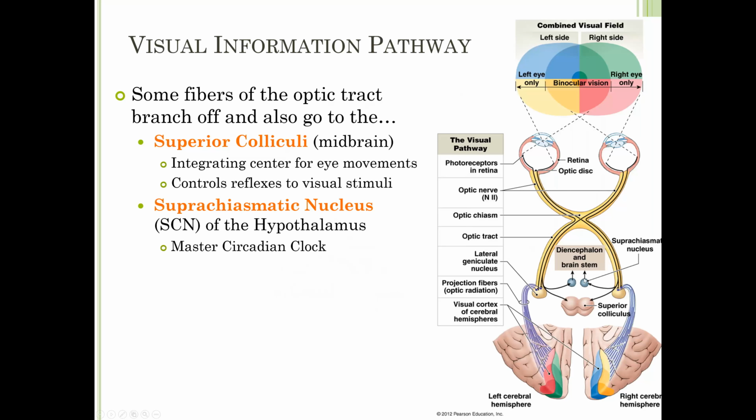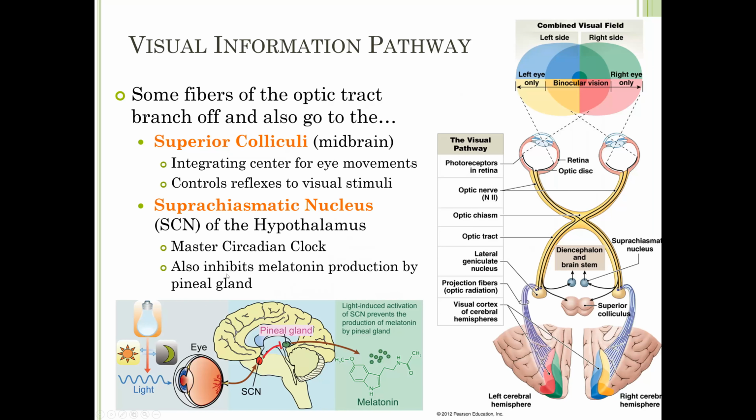There is also a branch of the optic tract that goes to the suprachiasmatic nucleus of the hypothalamus. This area of the hypothalamus is our master circadian clock that controls our daily and seasonal rhythms. The suprachiasmatic nucleus also will inhibit the pineal gland and stop it from producing melatonin when there is light present. So the presence of light, either artificial or natural, will inhibit the production of melatonin. We discussed this last semester, and we're going to talk about it again briefly in chapter 18. And that is it for vision.